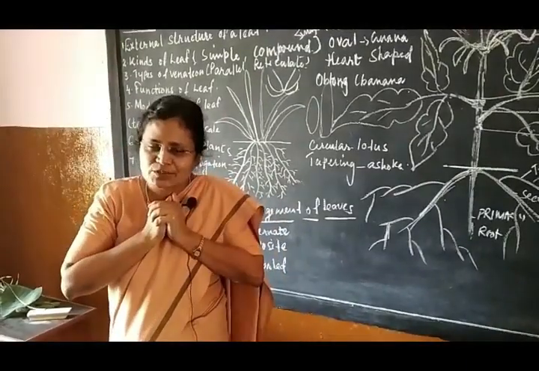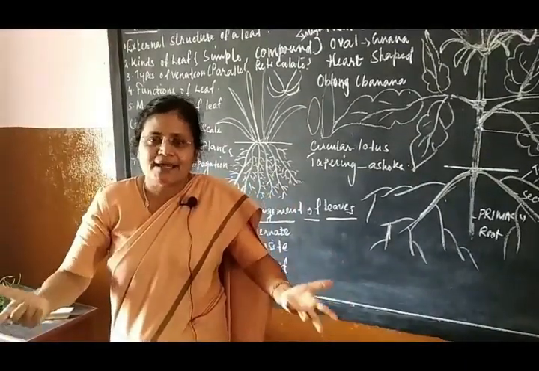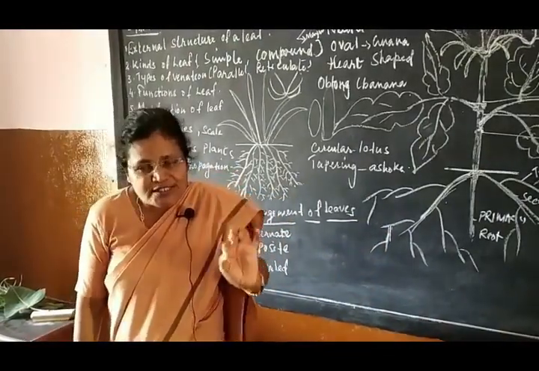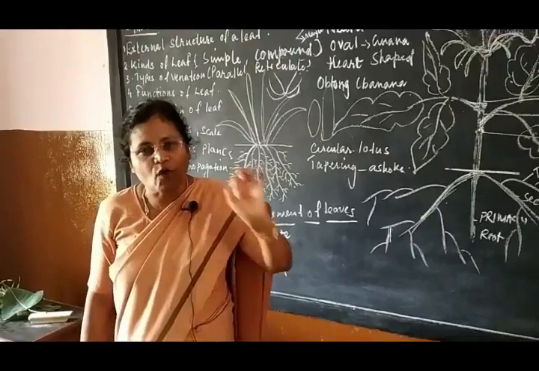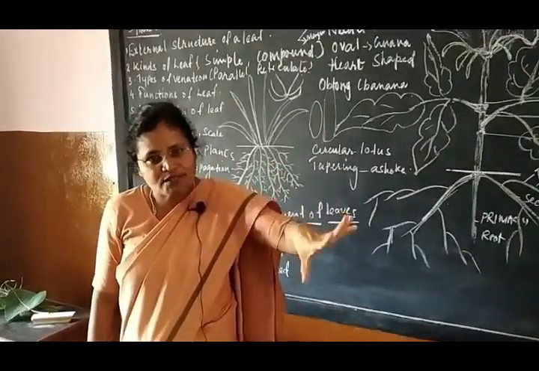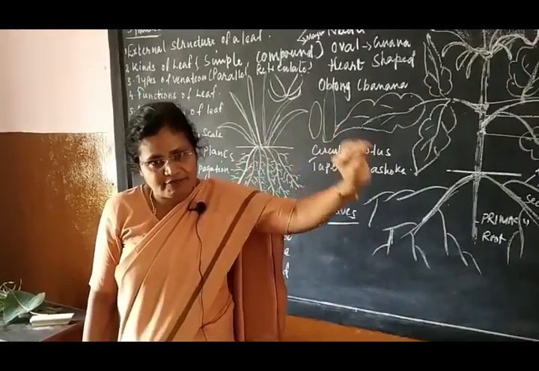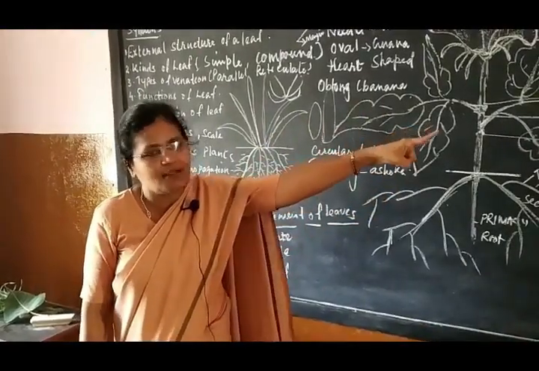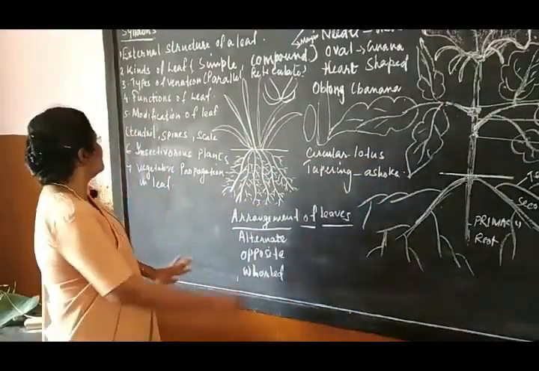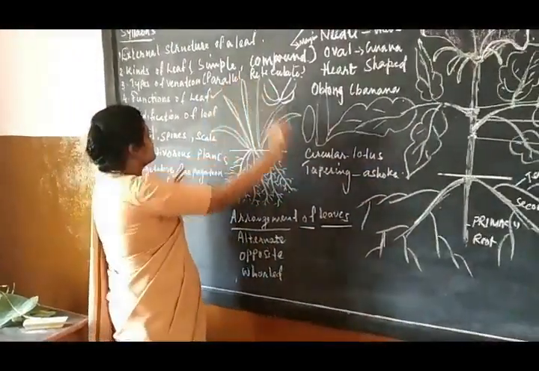Only what is needed is used by the plant. जो extra है that is given out in the form of transpiration. So, loss of water in the form of water vapor. Remember the word water vapor. Water is lost as water vapor from the leaf, okay, and is called transpiration. Now, these are the functions of leaf. So, we have finished functions of leaf.